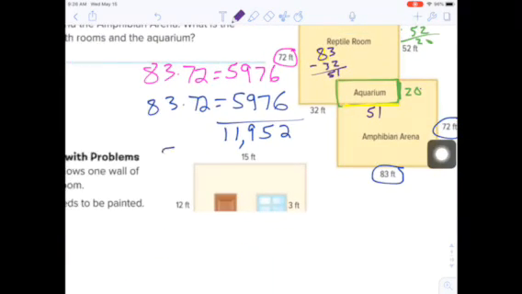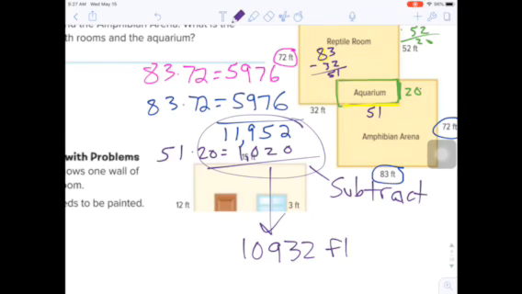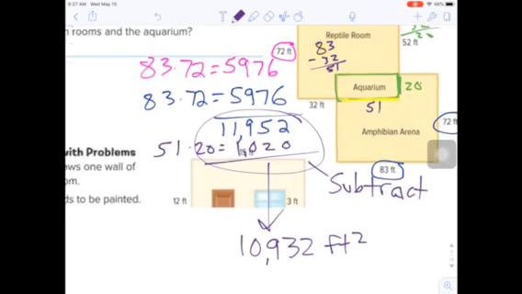So to find its area, I'm going to do 51 times 20. And that is, maybe want to pause the video so you can do this. Okay, so we're getting 1,020. So now all I'm going to do is I'm going to take those two numbers and subtract them. So go ahead and try that, and that should be your area. Okay, if you subtract those, pause the video, try that. Okay, so if you're subtracting those, you should be getting 10,932 feet squared.